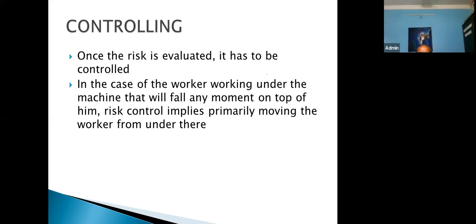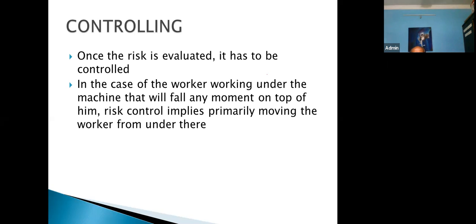In the case of a worker working under a machine that may fall at any moment on top of him, risk control implies primarily moving the worker from under it. This is just an example I have given. Suppose in your company workers are working and above them there is a heavy machine. There are chances that the heavy machine may fall down, and if it falls, what will happen? The worker working below that machine may be injured, or sometimes he may die also. Not only injury, but he may die also.